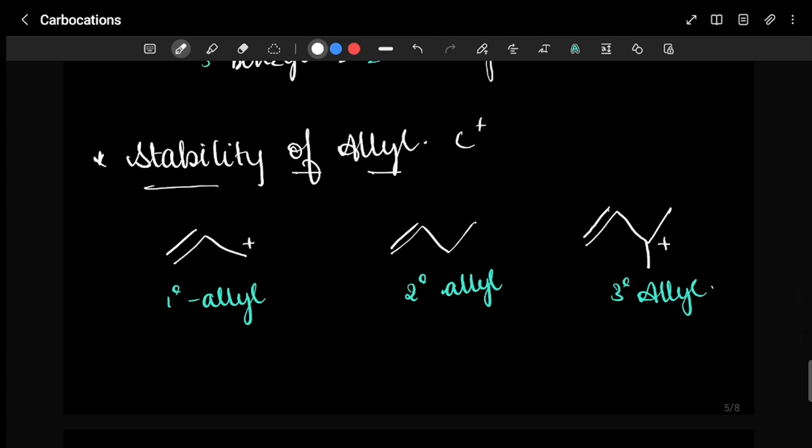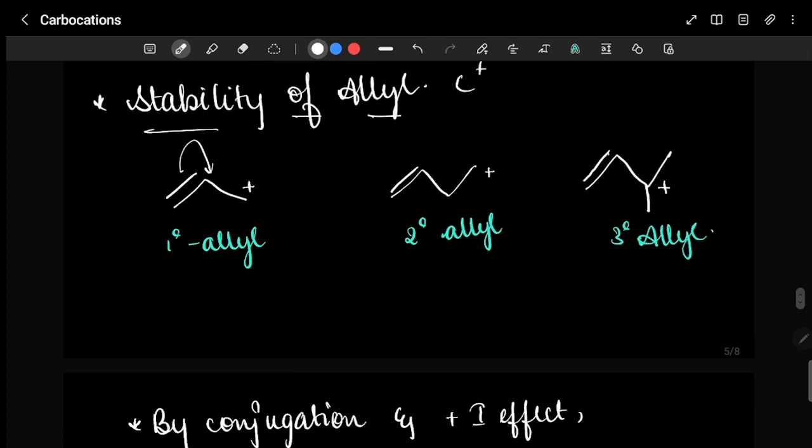Another important effect of resonance is the stability of allyl carbocations. So how do we decide here? Allyl carbocations. Here resonance is seen because of conjugation. So because of conjugation, 1-degree allyl, and because of conjugation, 2-degree allyl. First, here this is managed by inductive effect, and then here you have resonance. Here also it is managed by two inductive effects and then one resonance.